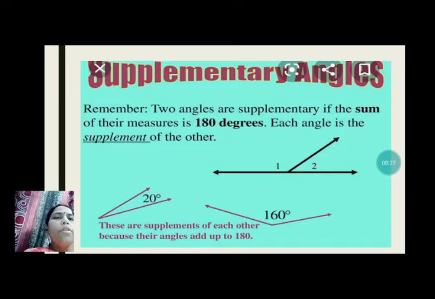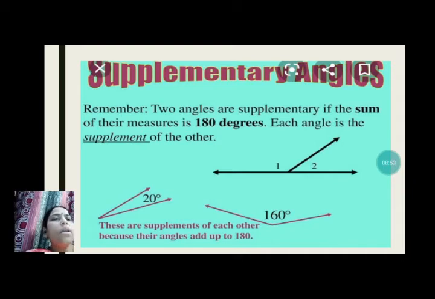So remember, two angles are supplementary if the sum of their measures is 180 degrees. Each angle is the supplement of the other. These are supplements of each other because their angles add up to 180 degrees. So the angles, when added, make 180 degrees.